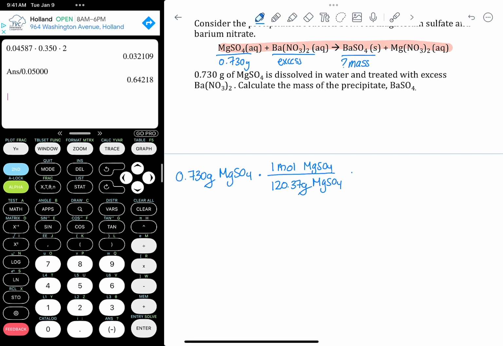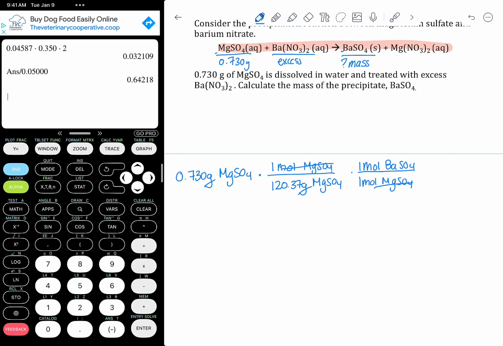So from our balanced reaction, we know that 1 mole of magnesium sulfate reacts to create 1 mole of barium sulfate. Okay, our coefficients out in front are all 1, so it's a 1-to-1 mole ratio. I put my moles of magnesium sulfate on the bottom because I want to get rid of it. I want to cancel it out.